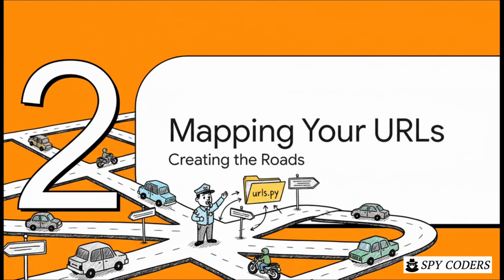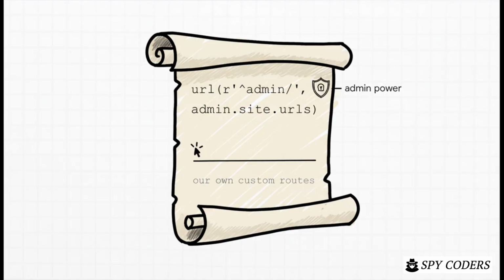Okay, so to make any of this work, our very first job is to build the roadmap. We have to tell our traffic cop which roads even exist in our app. And we do all of that inside the urls.py file. Now, when you first create a Django project and open this file up, you'll see it already has one route set up. This one's for the super powerful Django admin panel. We're just going to leave that alone for now and add our own custom roads right below it.